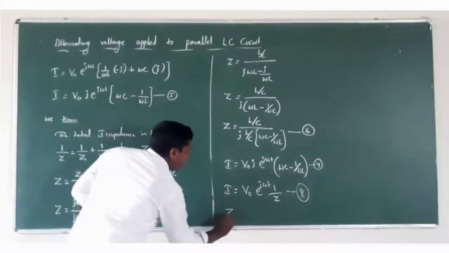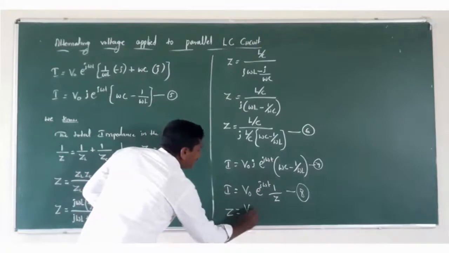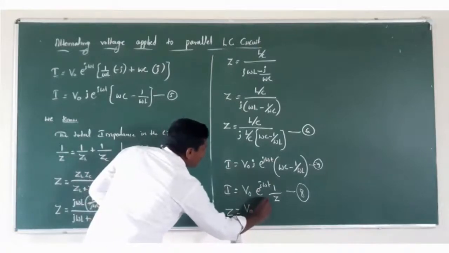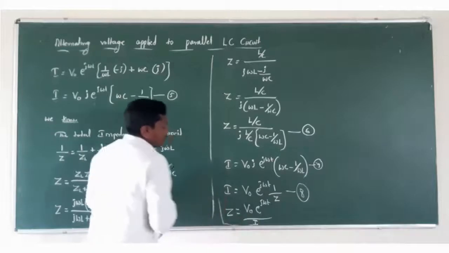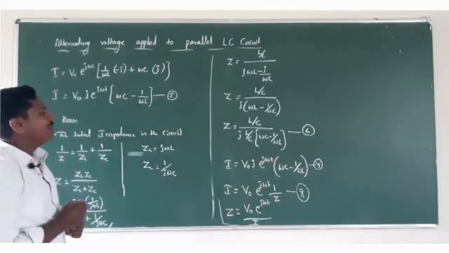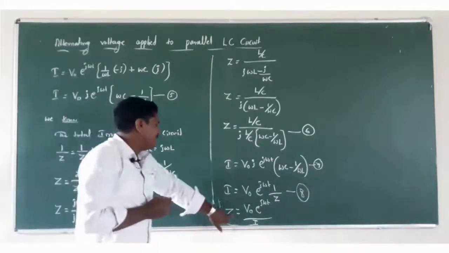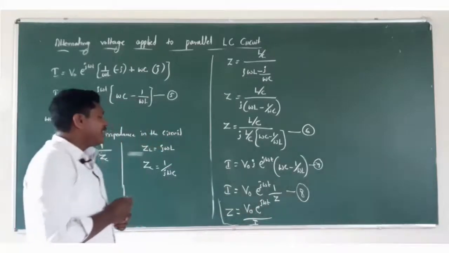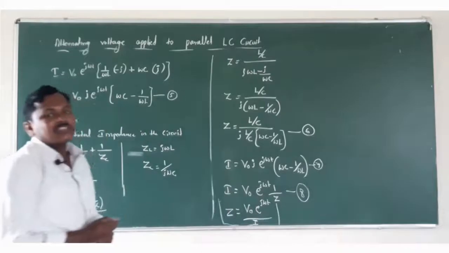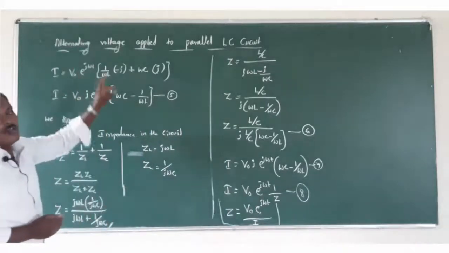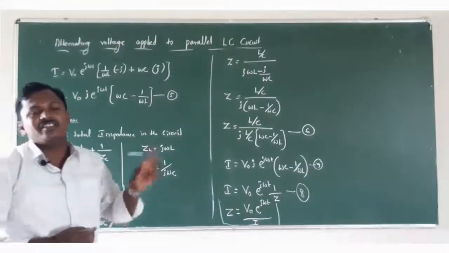Now, this Z can be written as V naught e raised to j omega t divided by I. We can represent the impedance value, in the sense Z is equal to V naught e raised to j omega t divided by I. This represents the total impedance in that parallel combination of L and C circuit.